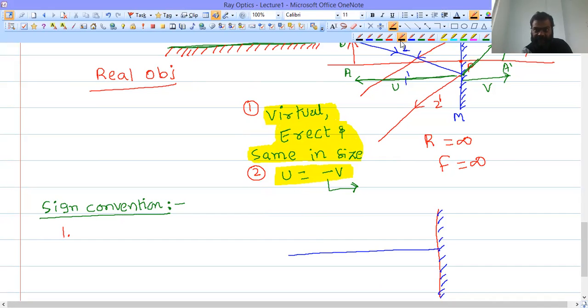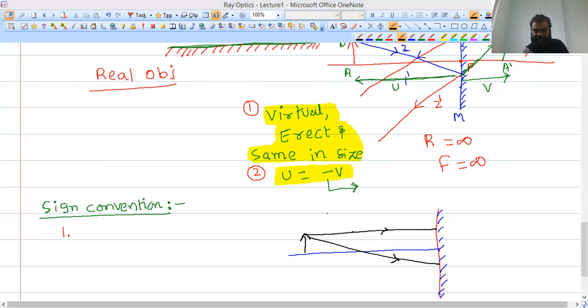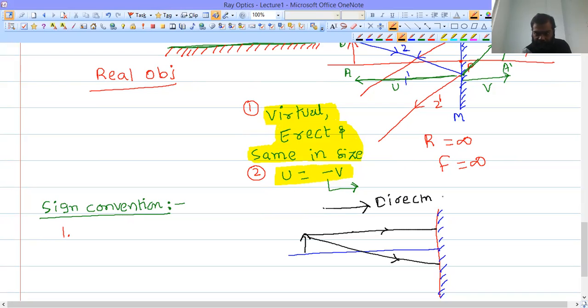Suppose I'm having an object here. That means light rays will be incident like this, in any direction. Okay? Like this, light rays will be incident. That means I can say that towards right is my direction of incident light. Direction of light is towards right side. Fine. This is my pole.